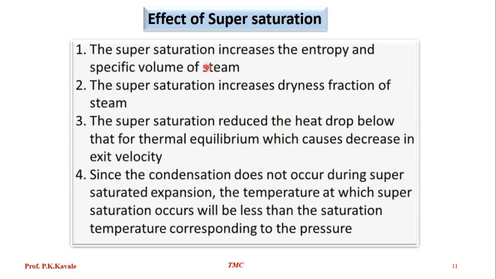So what is the effect of supersaturation? There is an increase in entropy and specific volume of the steam, an increase in the dryness fraction of the steam, and a reduction of the heat drop below thermal equilibrium, which causes a decrease in exit velocity. Since condensation does not occur during the supersaturated expansion, the temperature at which supersaturation occurs will be less than the saturation temperature corresponding to the pressure.